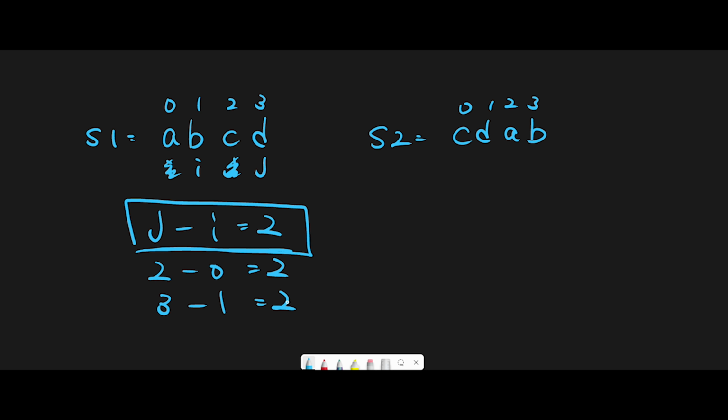What do we need for S1 and S2 to become equal? Let's focus on the even group first. The characters at index 0 and index 2 in S1, so A and C, can be arranged in any order using swaps. And the same goes for S2, so C and A. But here is the thing. We can't change which characters are in the even group, only their order. So if the S1 even group and the S2 even group have the same characters, we can always rearrange them to match.